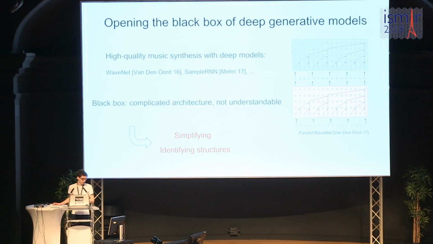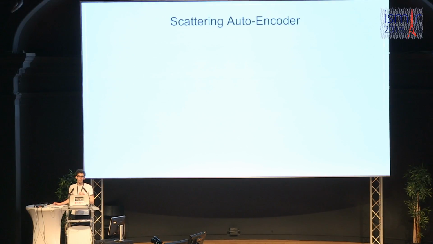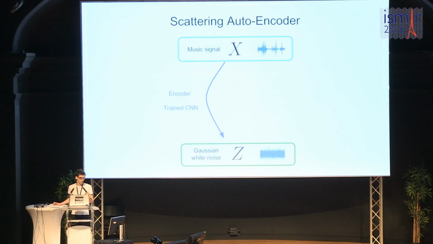So what we would like to do here is to simplify this network in order to identify the main structures which enable these results. However, we might slightly lose in quality, but what we would like to do is to preserve the main features, the main properties of this network. To do so, we're going to use a standard autoencoder approach where we take a musical signal X as an input, which is mapped through an encoder, which is a CNN, to a Gaussian noise vector. And then a generator maps back this latent code to this signal. Then, when we sample a new white noise vector, we can generate new signals through the generator.